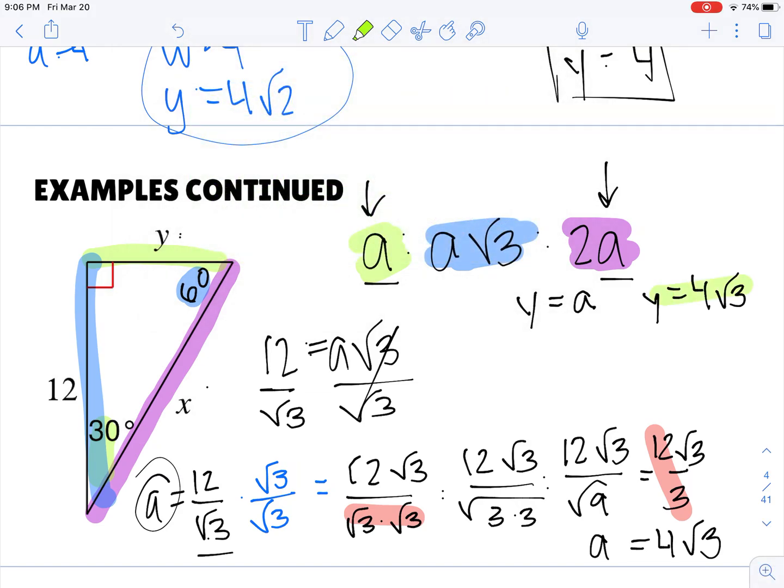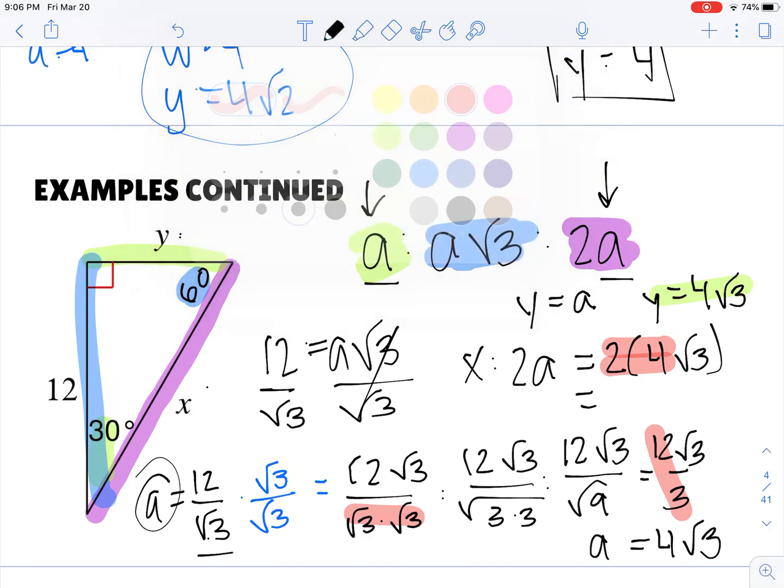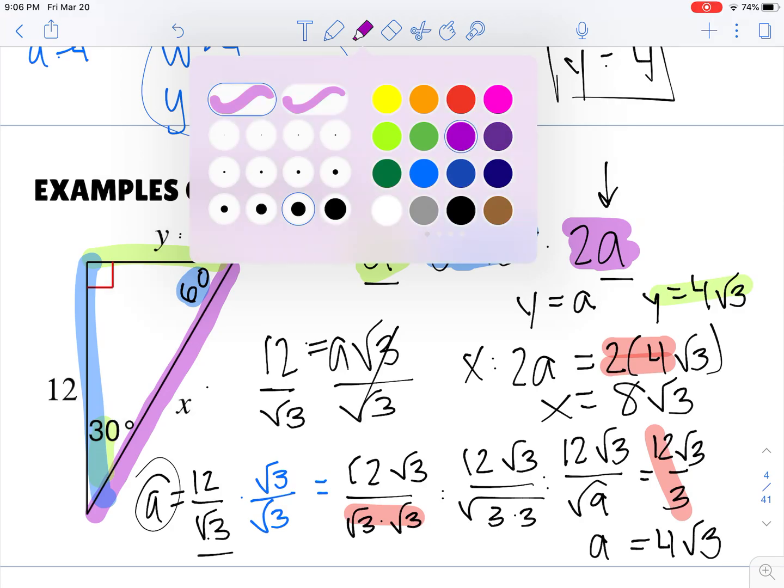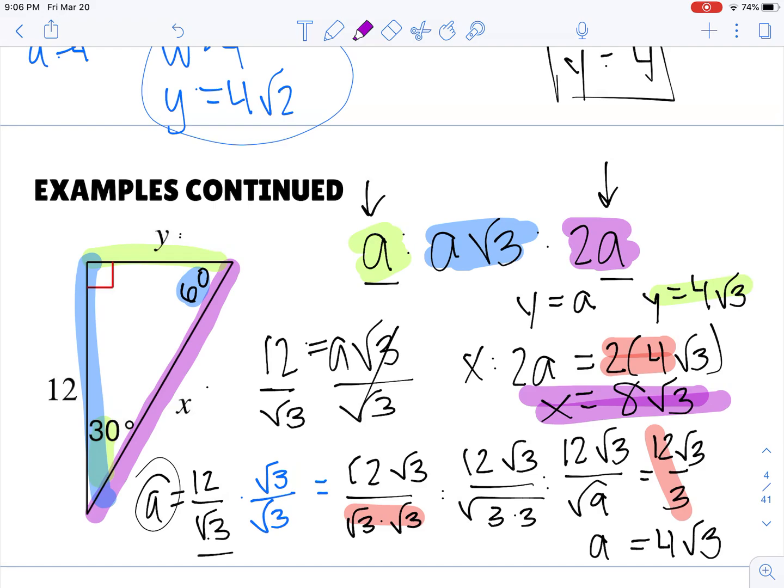It's the green one. Next, we want to solve for the hypotenuse, which would be x. We know x equals 2a. We substitute. So that means x equals 2 times the 4 square root of 3. We can totally simplify this guy, okay? We know that 2 and 4 are both outside of the square root, so we can multiply those guys. 2 times 4 is 8. So I'm left with 8 square root of 3, and that's what x would equal. So x equals 8 square root of 3, and that would be my final answer there. Y equals 4 square root of 3, and that problem is complete.